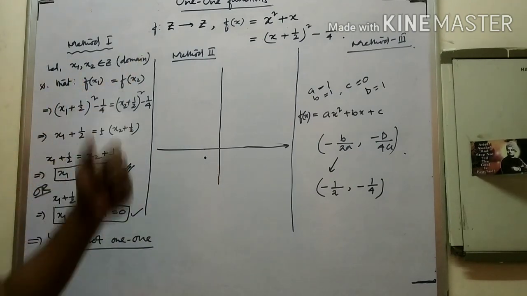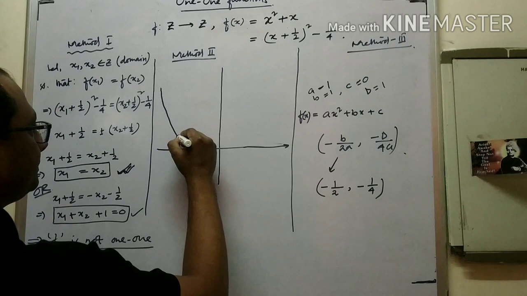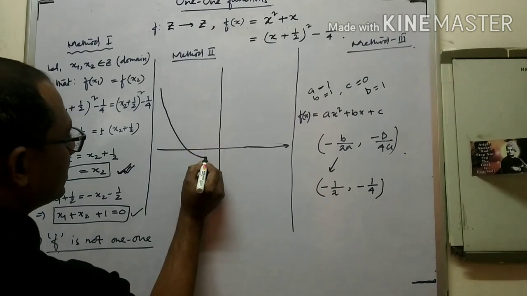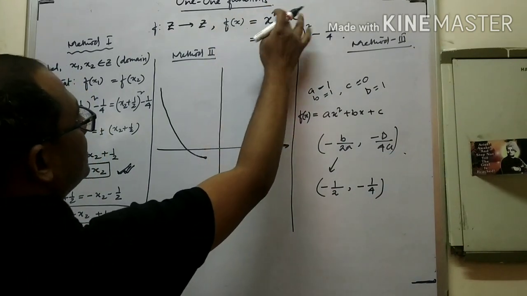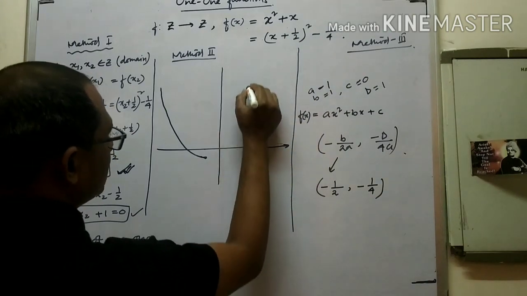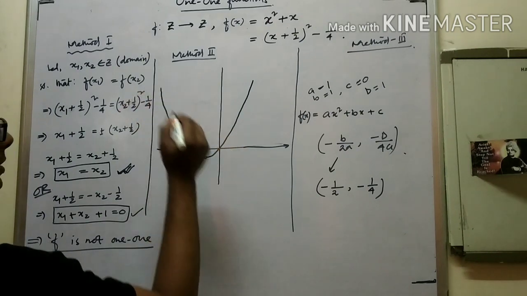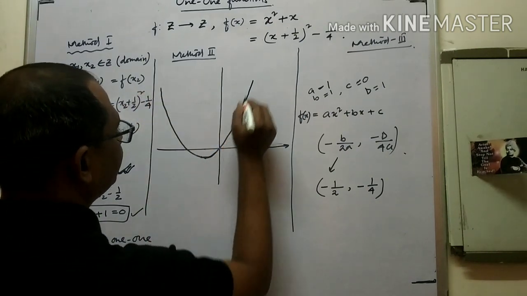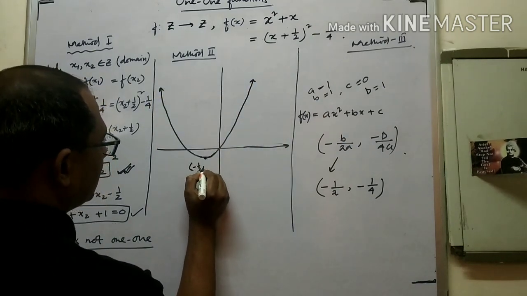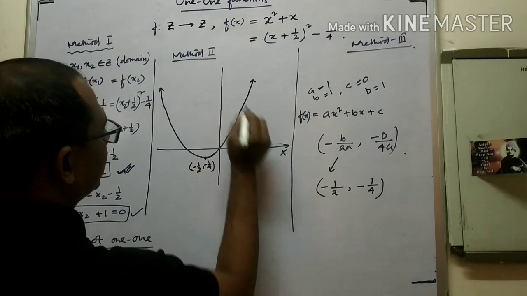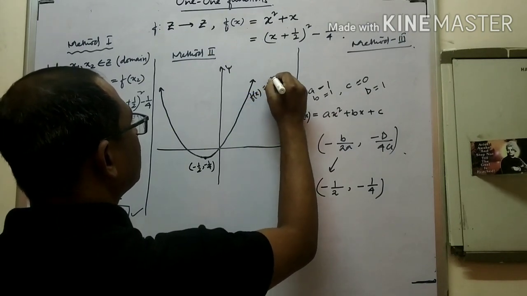Okay, so the parabola will pass through the origin: when x equal to 0, y equal to 0. So it will pass through the origin. The parabola will be like this, and we have found the vertex to be minus 1 by 2, minus 1 by 4. So we have roughly drawn the graph of the function f(x) equal to x square plus x.